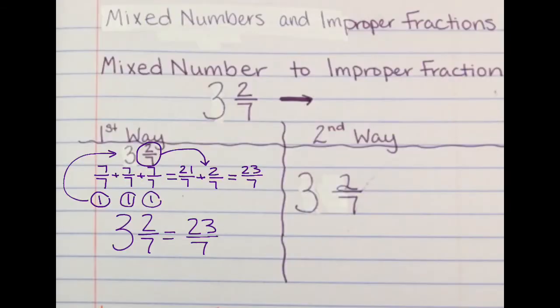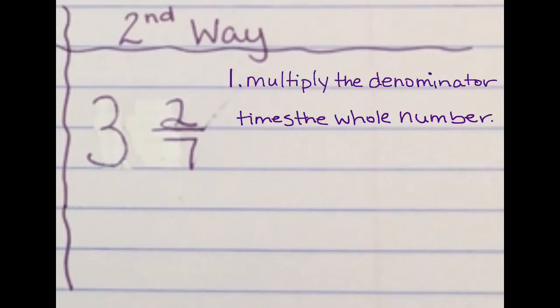Now we're going to look at the second way to do it. The first step is to multiply the denominator times the whole number. So you're going to take 7 times 3. That gives you 21.